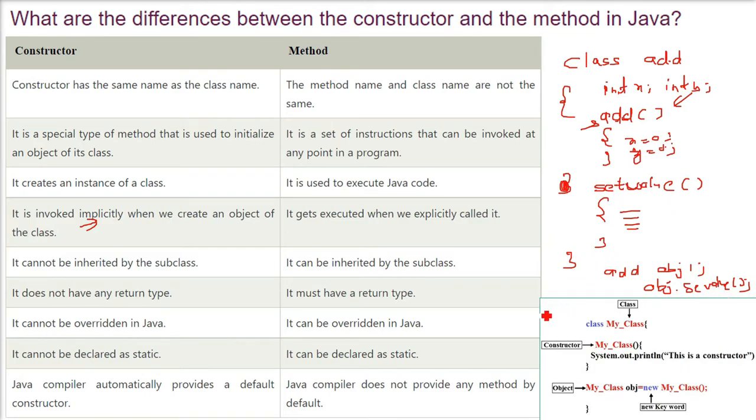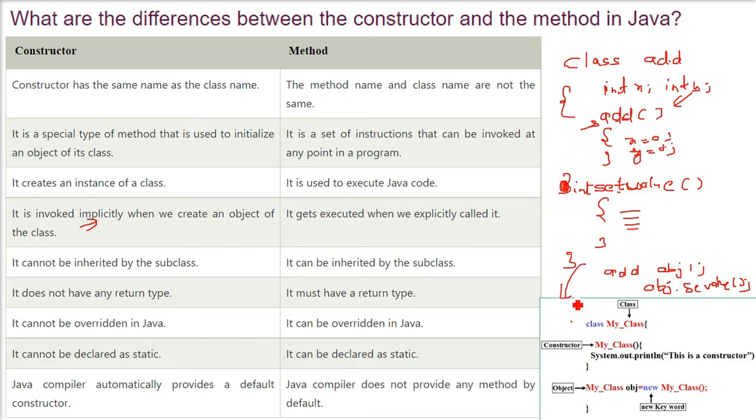Now, if you are making one more class and you are inheriting this class, that is called a child class, and this is the parent class. The constructor will not be inherited by the subclass. I am talking about Java. Okay, so methods can be inherited by the subclass. Constructor does not have any return type. Method has a return type. In Java, you cannot override the constructor, but a method you can override in Java.